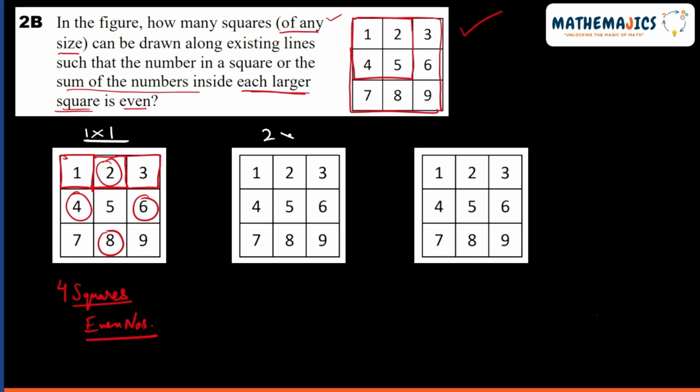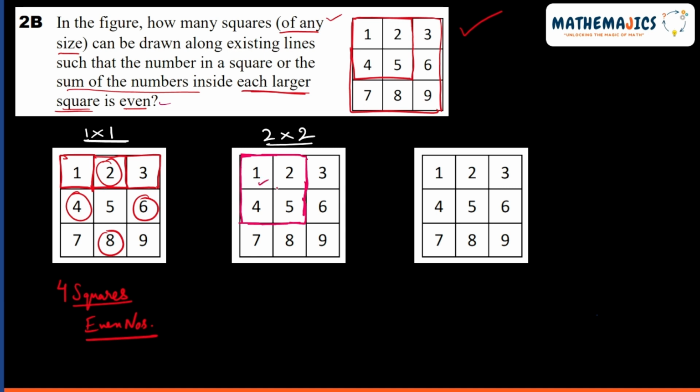Yes. Now let's jump to the next type of square, which is bigger than 1 by 1 square, that is 2 by 2 squares. Okay. Now what are these 2 by 2 squares? See, if I combine two small squares like this and I combine two more small squares like this, I will get a 2 by 2 square. And what was the question asking? The sum of the numbers inside each larger square is even. So do you think the sum is even? Do the numbers inside this pink square add up to an even number?